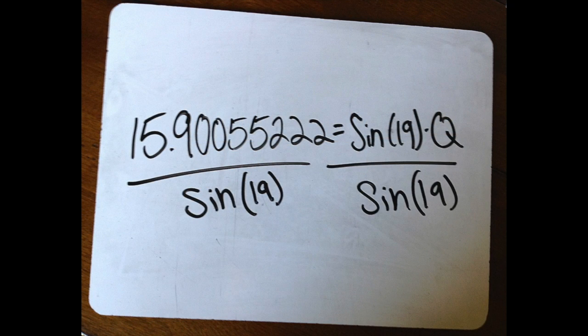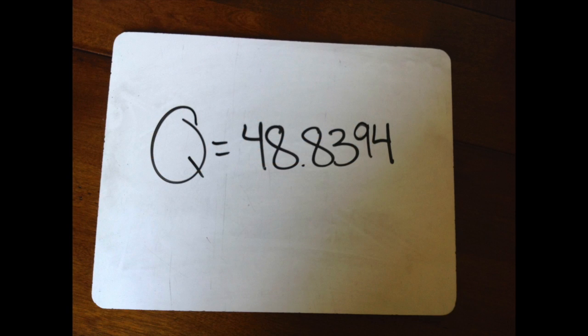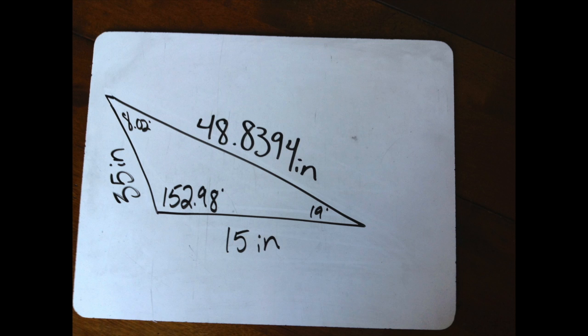Once we cross multiply, we find that 15.9005522 is equal to sine of 19 times q. Then, to get q completely by itself, we must divide both sides by sine of 19, which is a numerical value, so we don't need to use arcsine. Once that is completed, you will find that q is equal to 48.8394. Then, we know all three angle measurements and all three side lengths.